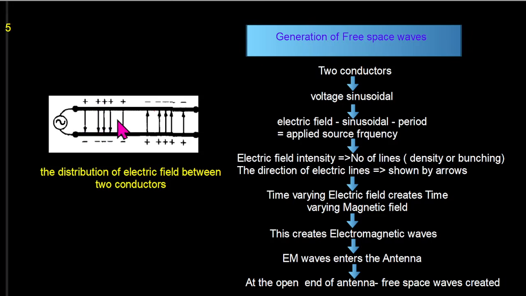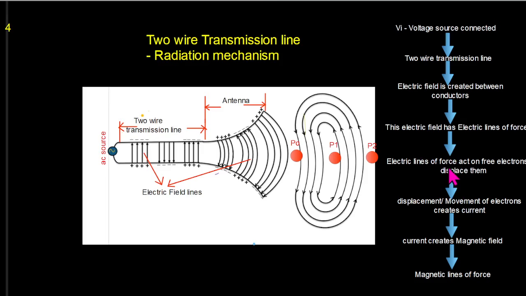This happens during the positive half cycle of the supplied voltage. During the negative half cycle, these electric field lines reverse their direction. So you have the orientation like this, and this repeats for the alternate half cycles. Because of this time varying electric field, you will get current generated in the conductor. We know that the electric lines of force act on the free electrons and displace them. Displacement of electrons leads to the creation of current.